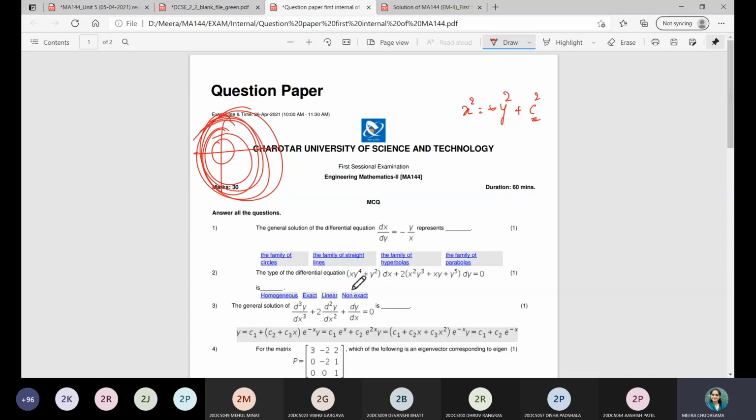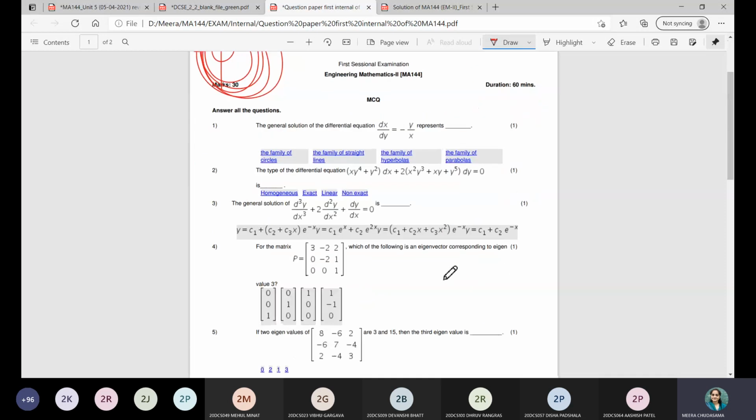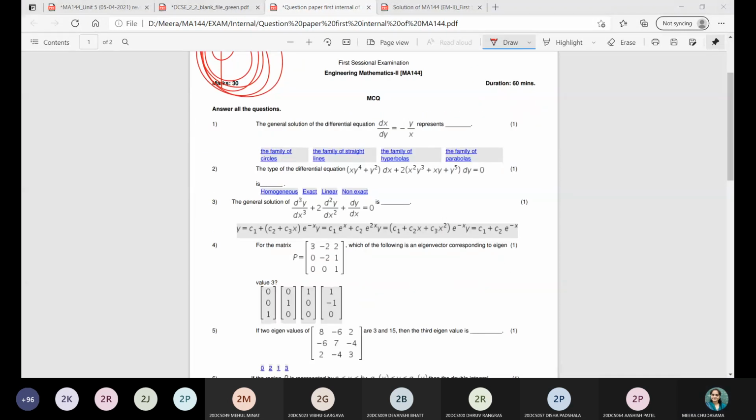Then the type of differential equation, you are given the differential equation. What will it be? Exact. Exact means in that case you have to check the necessary and sufficient condition, whether it is satisfied or not. So it will be satisfied and therefore the differential equation will become exact.